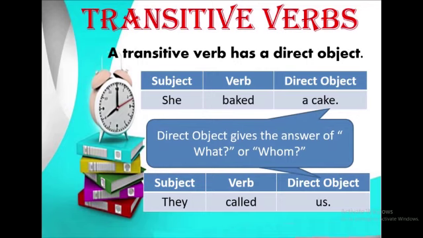So, let's see how you are going to identify a direct object. Direct object gives the answer of what or whom. So, in the first example, she baked what? She baked a cake. In the second example, they called whom? They called us. So, a cake and us, both are direct objects.